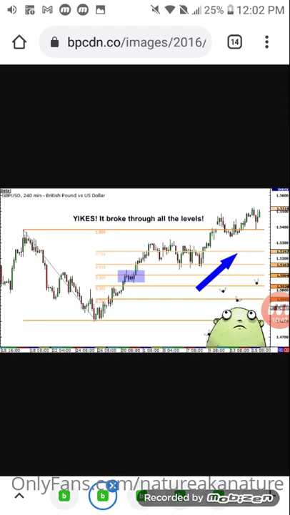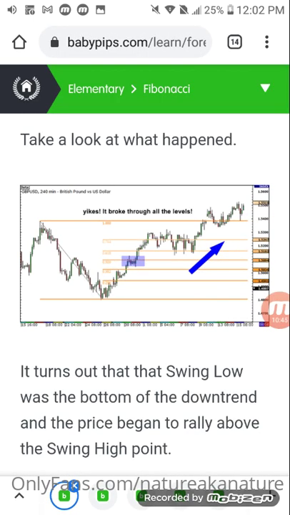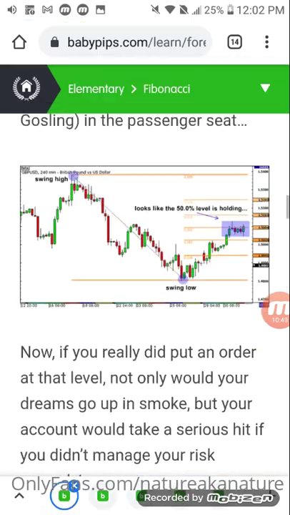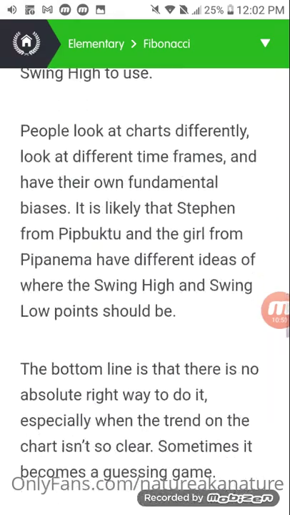So price can do anything. The market can do anything. Nothing is guaranteed. So the Fibonacci retracement is not foolproof. All right, gang, I just wanted y'all to know that.